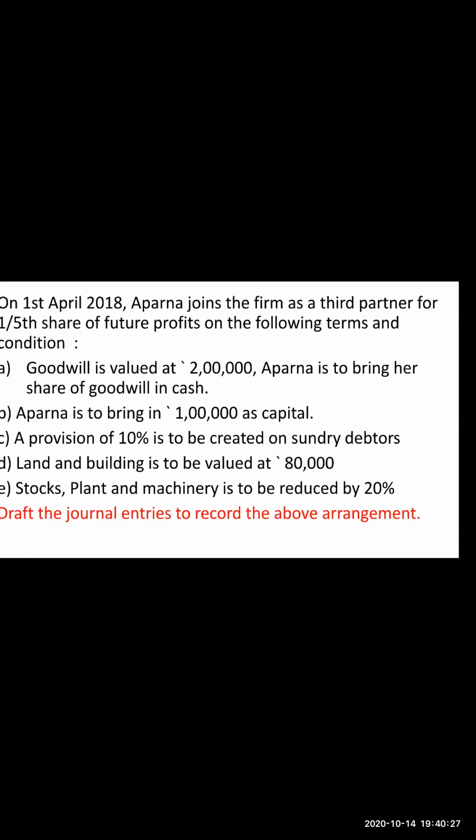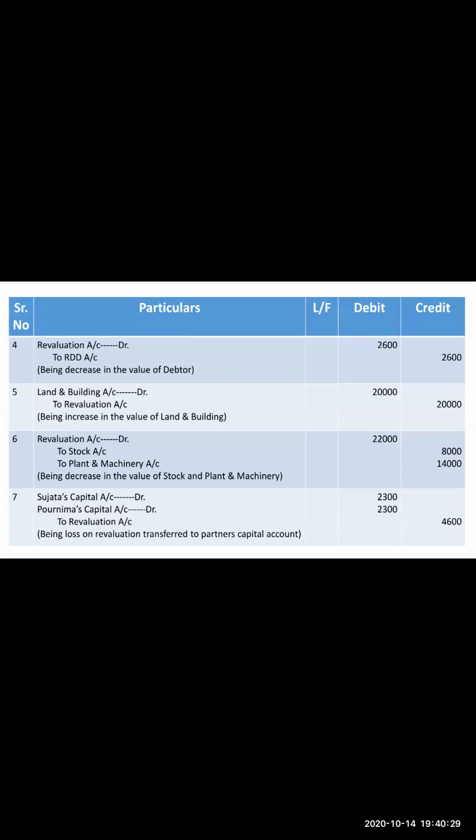क्या entry होगी ये? Decrease in the value of asset. So your entry will be revaluation account debit to RDD account. What will be your entry? Revaluation account debit to RDD account, being decrease in the value of debtor.